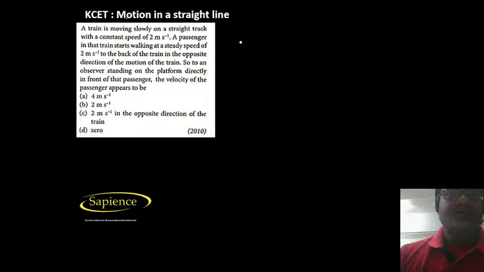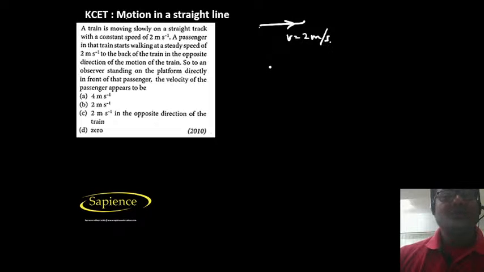Okay, so here a train is moving slowly on a straight track with a constant speed v, which is 2 meter per second. A passenger in that train starts walking at a steady speed of 2 meter per second to the back of the train, in the opposite direction to the motion of the train. So to an observer standing on the platform directly in front of the passenger, the velocity of the passenger appears to be?